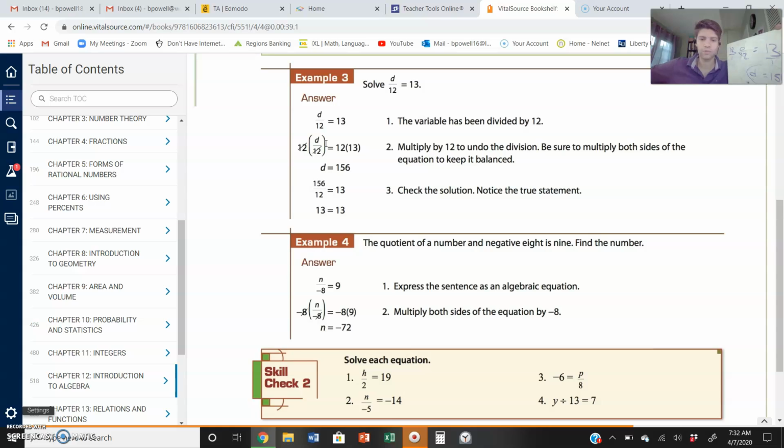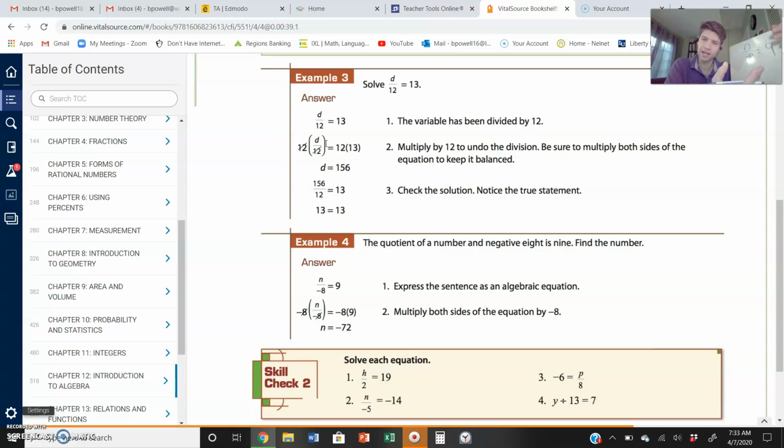So number 4 is going to do the same thing, but you have to be very careful with number 4. Example number 4. It says n over -8 is equal to 9. Now, what's going on between n and the number?